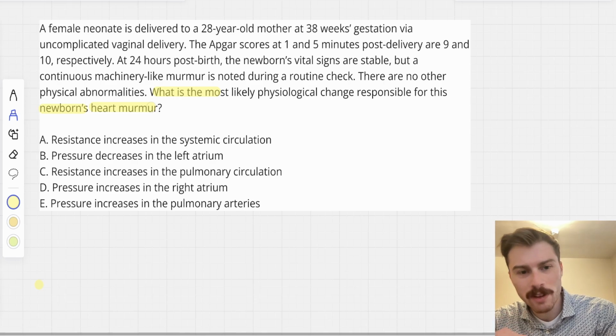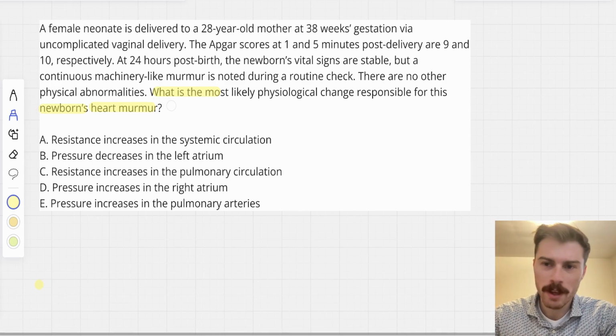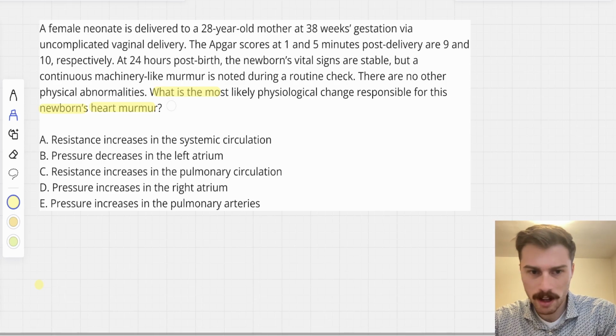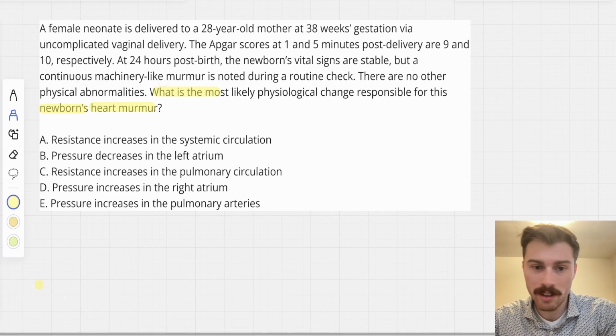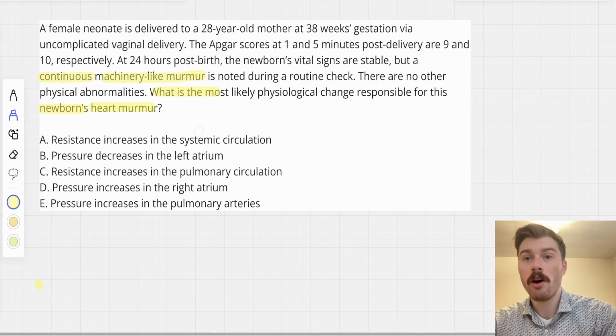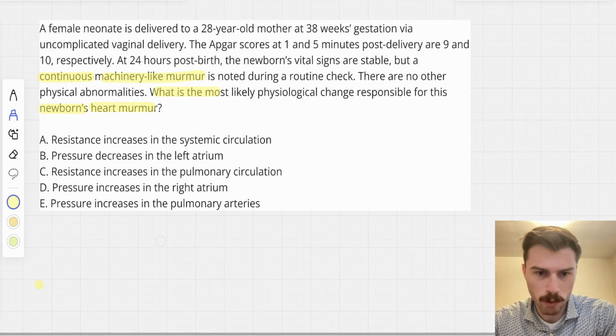Maybe it's a bit of an advanced technique to look at the sentence prior to the last one too. If you see something like this where you have a feeling that you don't necessarily need to read the entire vignette, you can just look at the previous sentence, and sometimes the answer is there, and it really is continuous machinery-like murmur. So we already know what the murmur is based off of that, based off our outside knowledge as well. So we don't even have to read the rest of the vignette with that in mind.